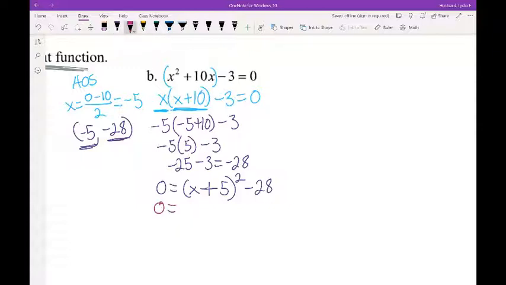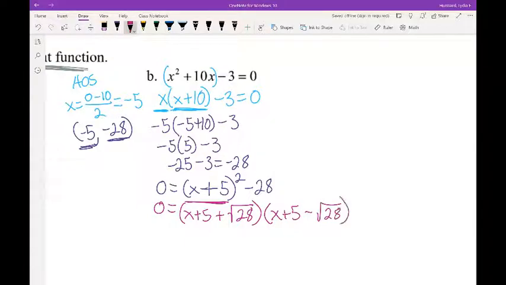So we'll take the square root of the first, which will just be x plus 5, plus the square root of the second, so radical 28. And then we'll take the square root of the first, so x plus 5, minus the square root of the second, radical 28. Please make sure you're square rooting both pieces.